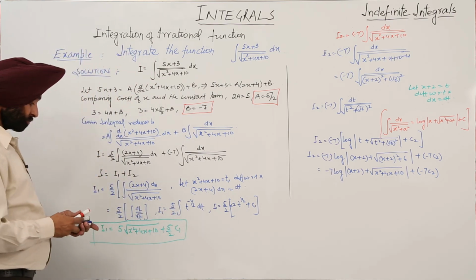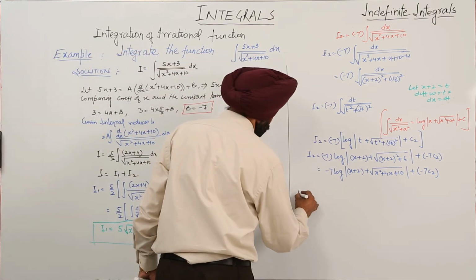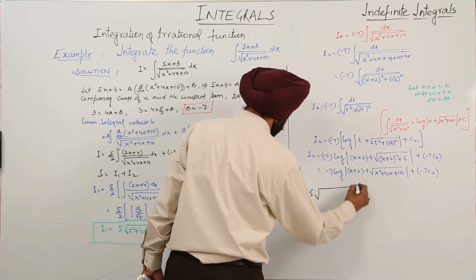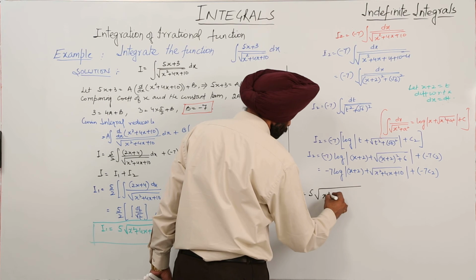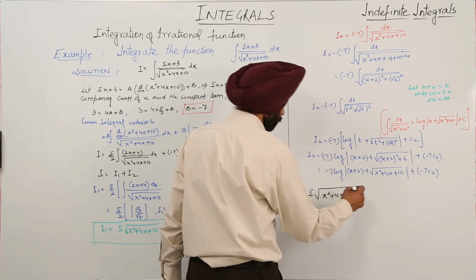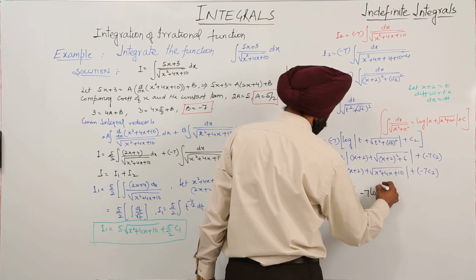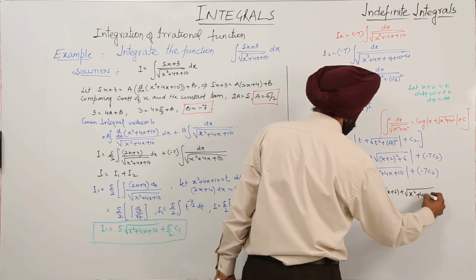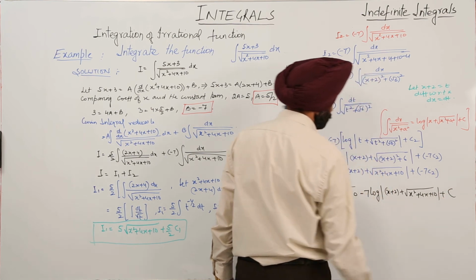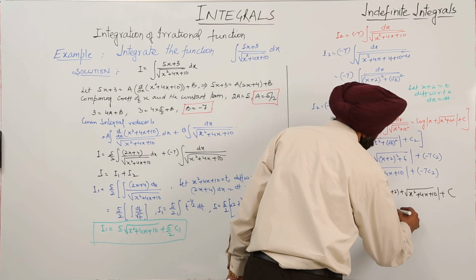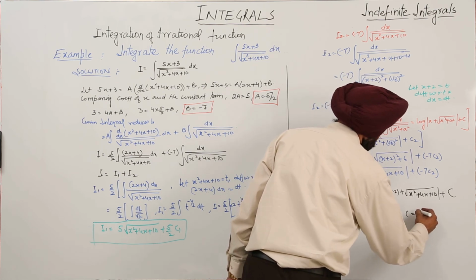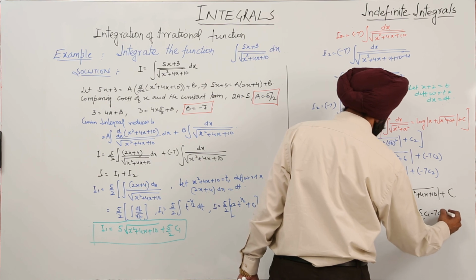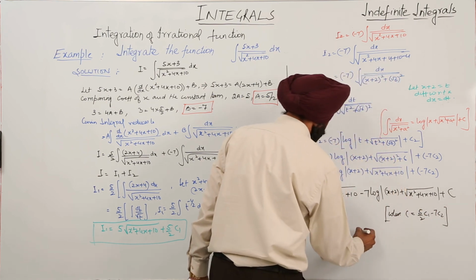Now finally the final answer is integration equals 5 times square root of (x square + 4x + 10) minus 7 log of (x + 2 plus square root of x square + 4x + 10) plus c, where c is equal to, c is what? 5 upon 2 c1 minus 7 c2. This is the answer.